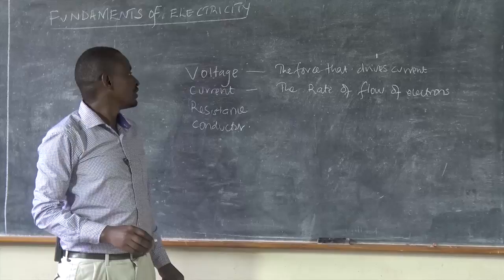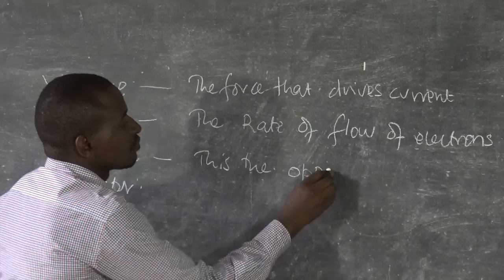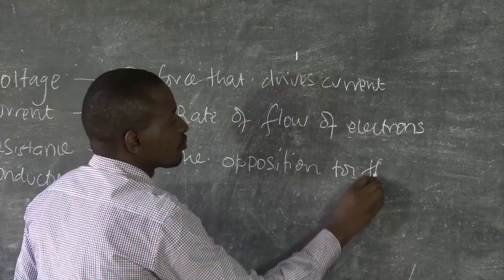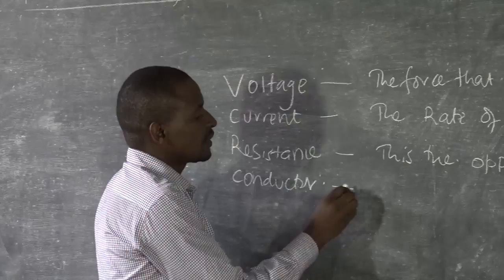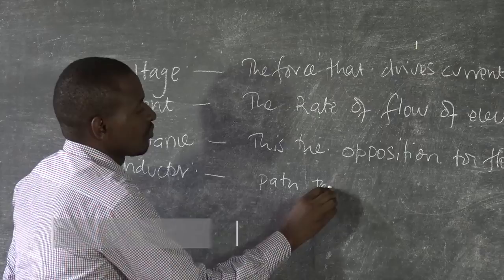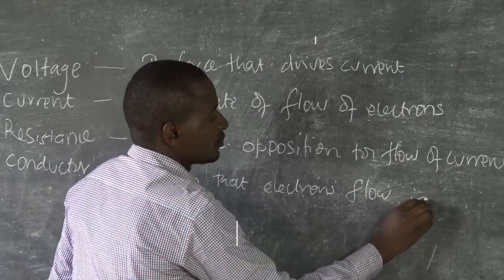Then resistance, this is the opposition to the flow of current. And then we have the conductor, this is the path that electrons flow in, or this is the medium on which electrons move.